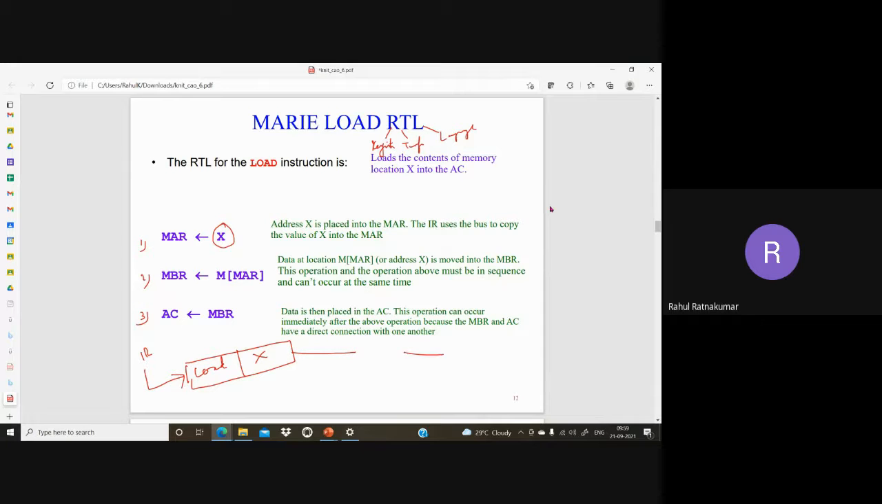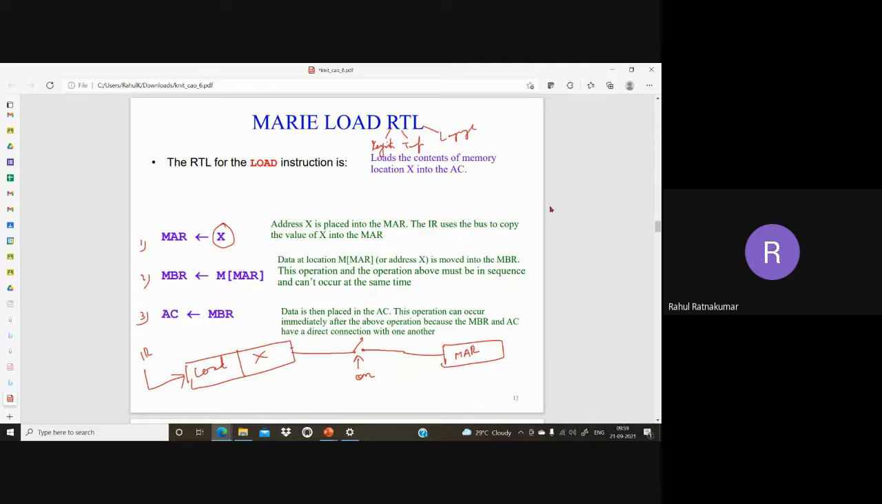For example, the MAR register is here, and there will be a switch which connects X and MAR. So X is going to MAR, which means this switch has to be on. This is indicated by RTL. Now only the X value has to go. Maybe X is 12 bits, right?